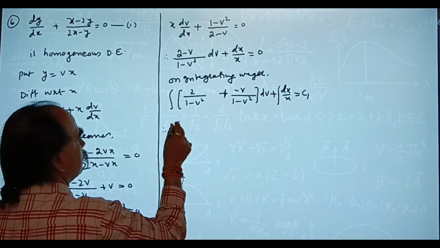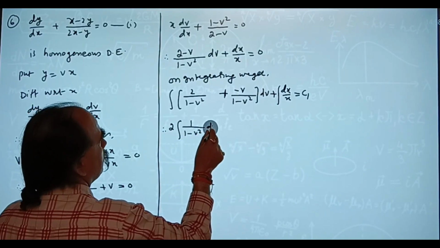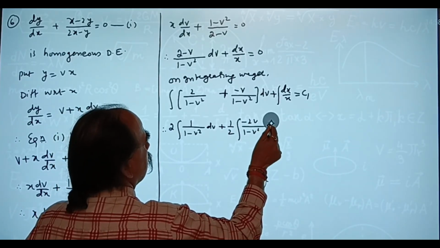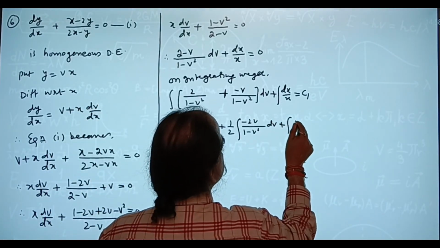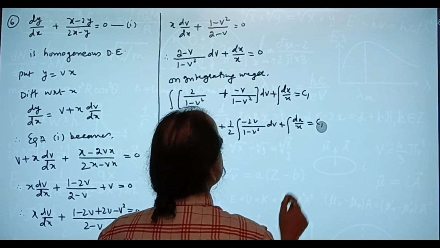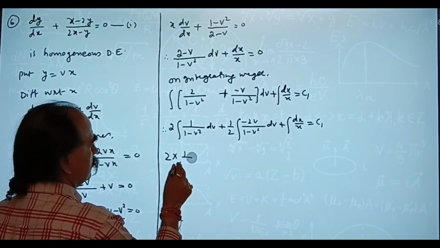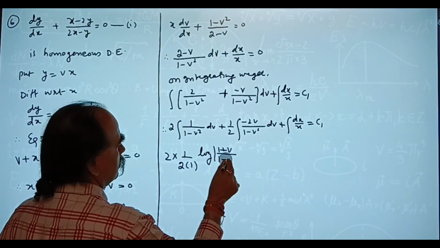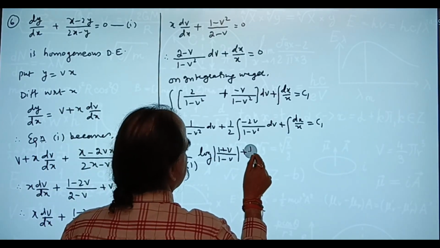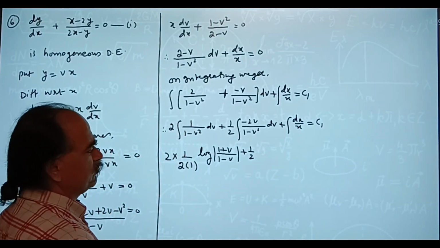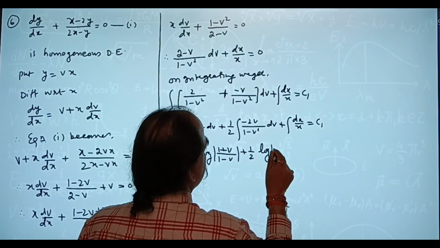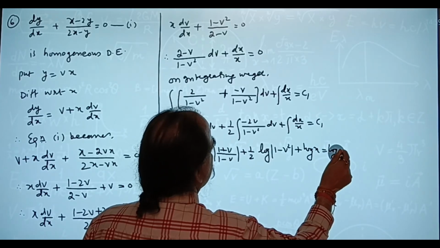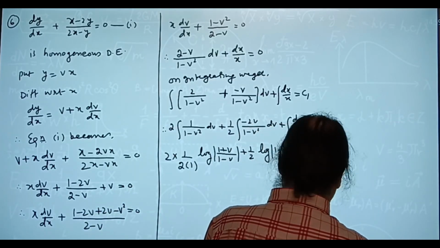Separate integral. 1 upon 2a log of 1 plus v upon 1 minus v, plus, derivative of denominator is there in numerator, so log of 1 minus v square plus log x. We can write this as C1 only.